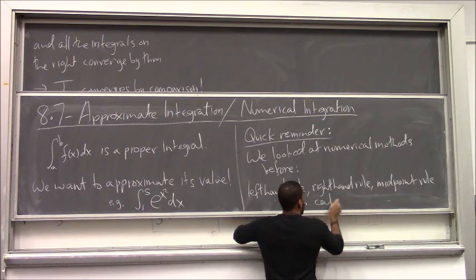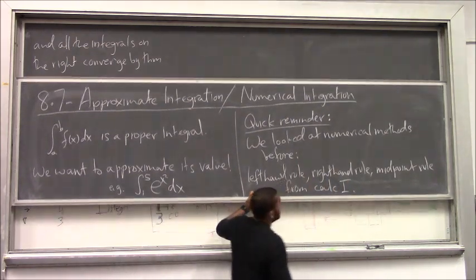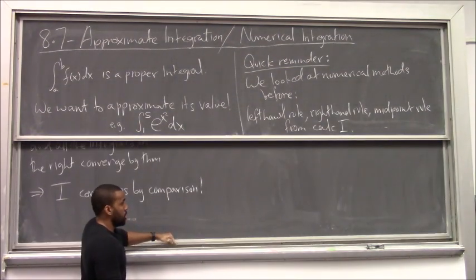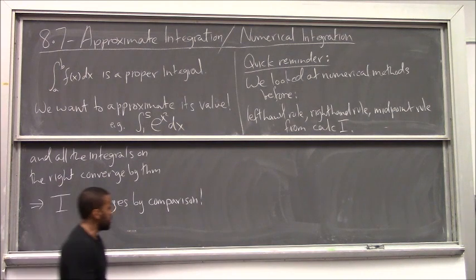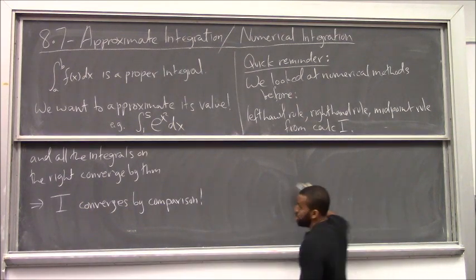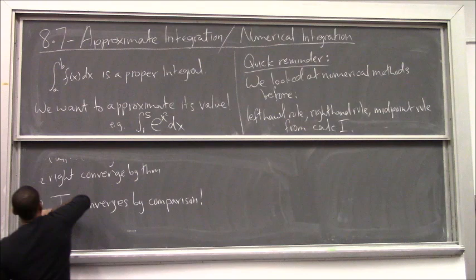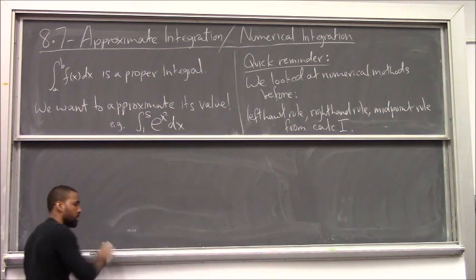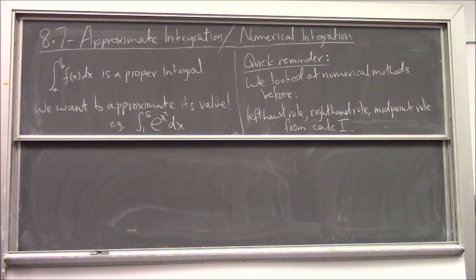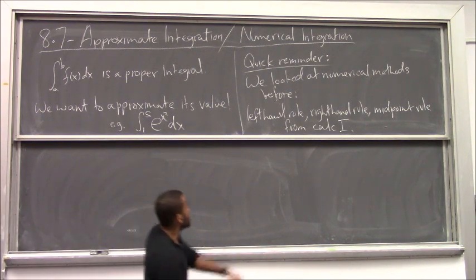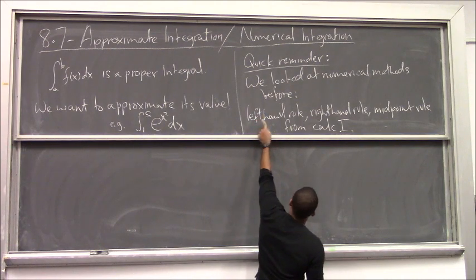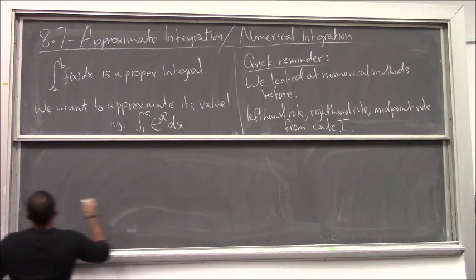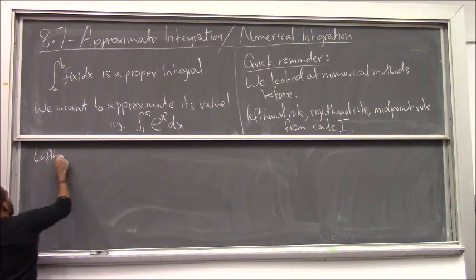From Calc 1. So the idea was, you had some function under which you wanted to find the area, and what you did was you divided the interval over which you cared about into subintervals, and on each of these subintervals you erected a rectangle based on some predetermined paradigm: whether the left side hits the curve, or the right side hits the curve, or the midpoint hits the curve.